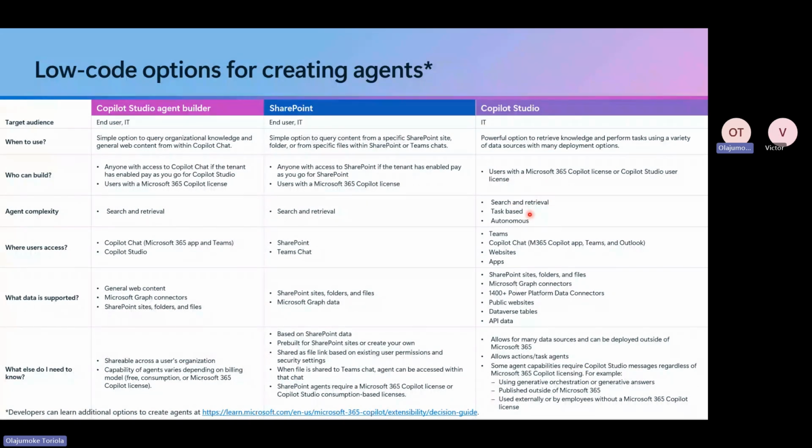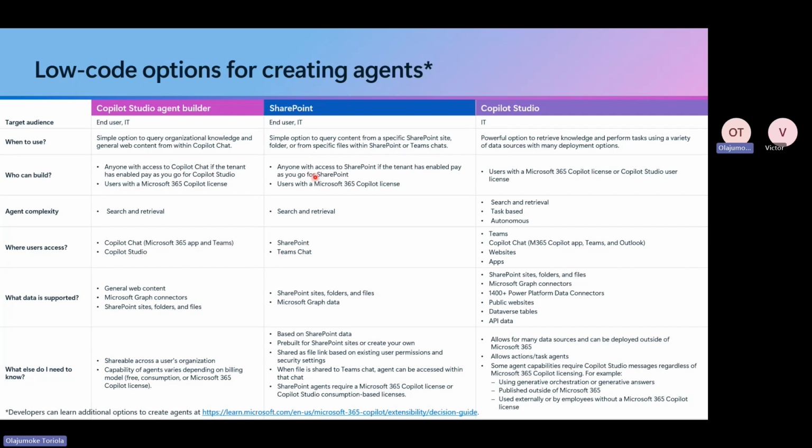It is stats based and it is what autonomous really. And where can your users access it? So you can access this on Copilot Chat. Within Copilot Chat, the only thing you can access is the Microsoft 365 app and Teams, and then you can also access it from Copilot Studio.